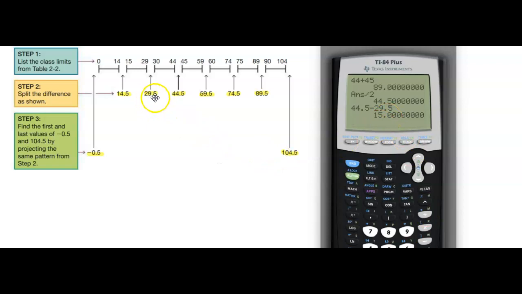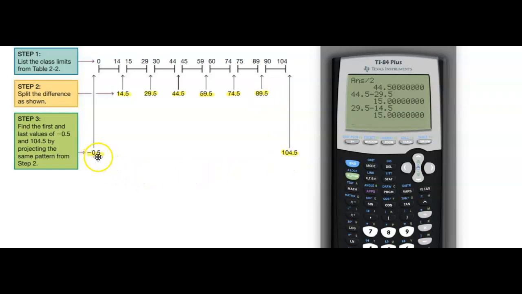Now, what's the difference between 29.5 and 14.5? So 29.5 minus 14.5. Well, that gives us 15, right? So we can see here that if we added 15 to 44.5, we would get 59.5. If we add 15 to 59.5, we would get 74.5. Add 15 to 74.5, we get 89.5. And if we add 15 to 89.5, then we would get 104.5.